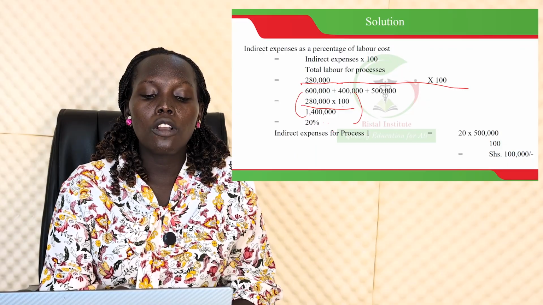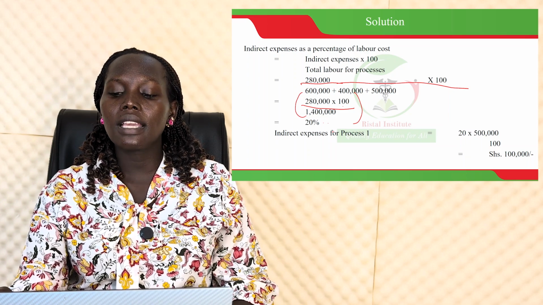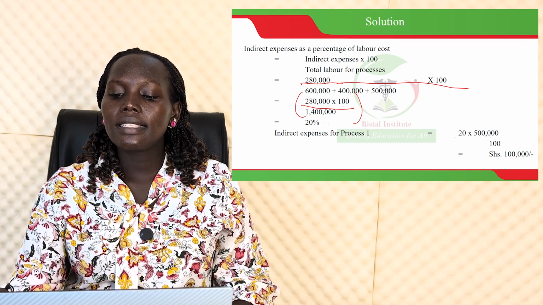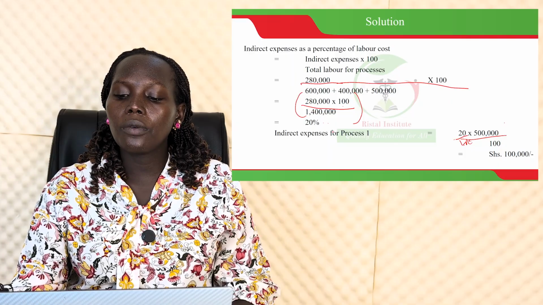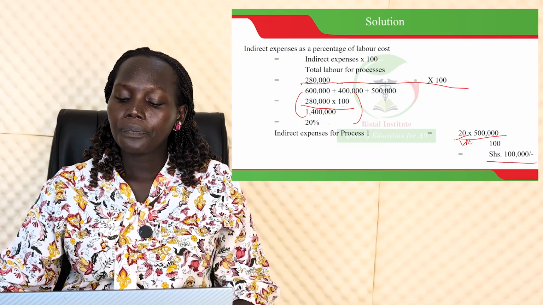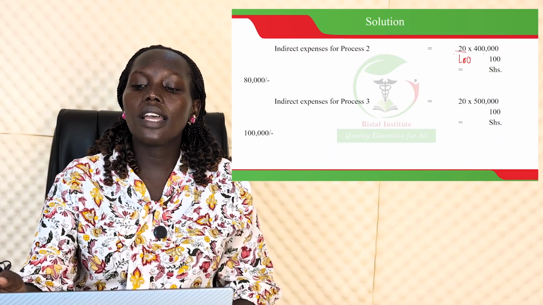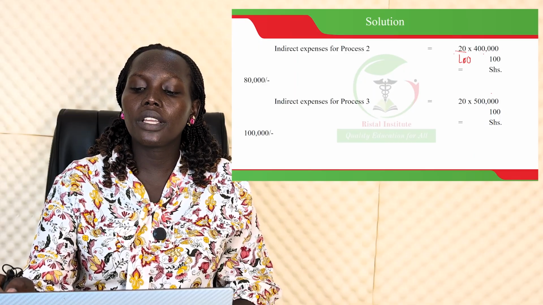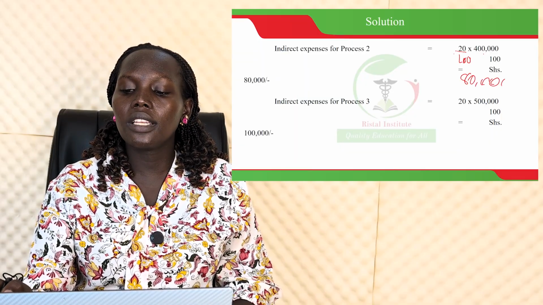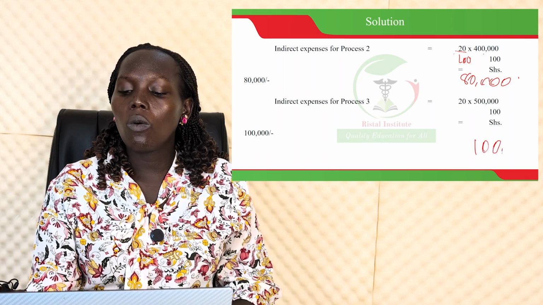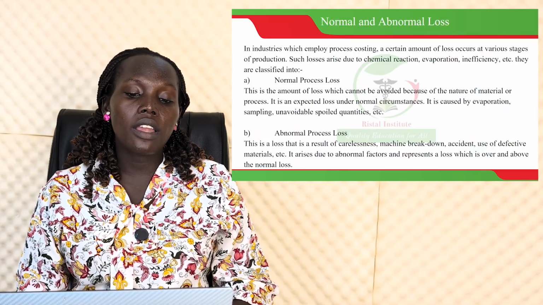To get the amount for indirect expenses for process 1, you take the 20% times this, which is 20 divided by 100 times this, which we shall get 100,000. You do the same for the other processes: 20 divided by 100 times 400, which we shall get 80,000. You also do the same, which we shall get 100,000. You do the same for process 3. So this is what we shall consider. Thank you.